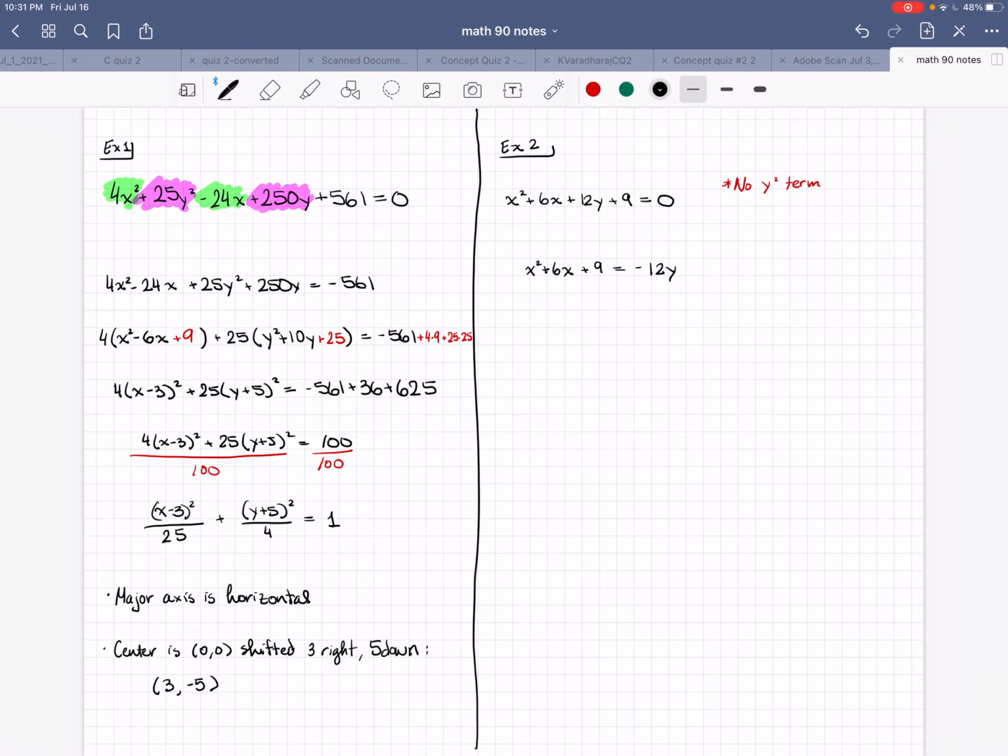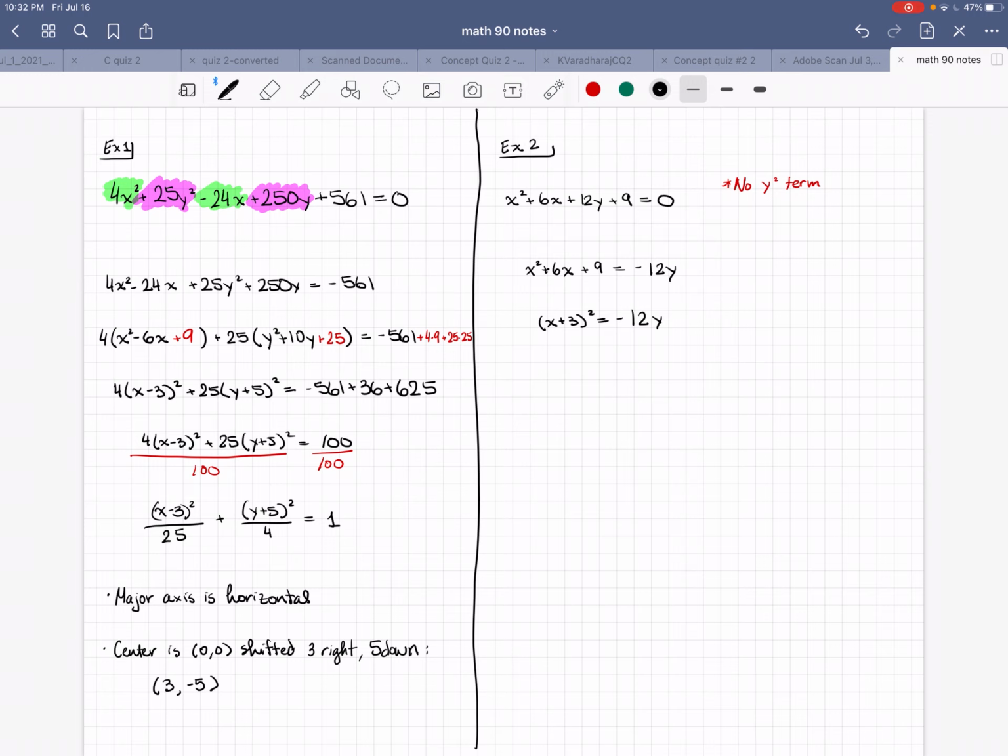Oh, well, this is a perfect square, right? So I don't even need to go through the process of completing the square. This is already (x plus 3) quantity squared is equal to negative 12y. So what this tells me is that this is a parabola. The fact that the negative 12 is negative is telling me that it's going to open down.